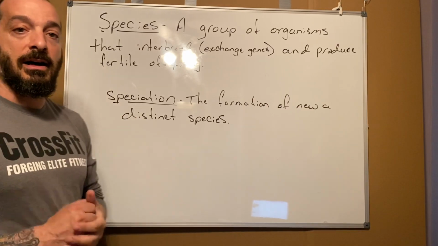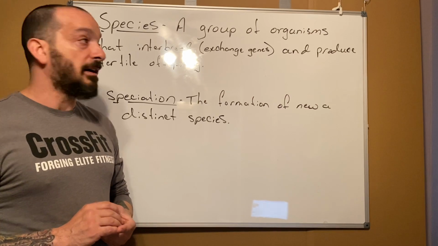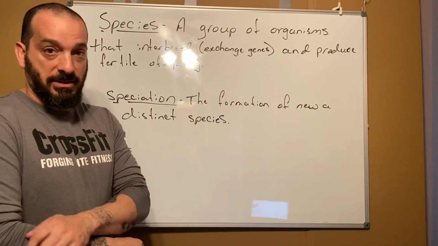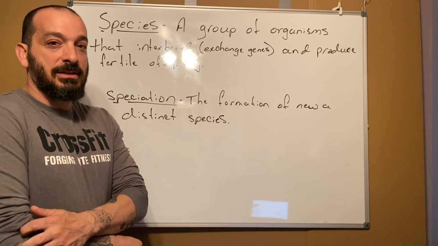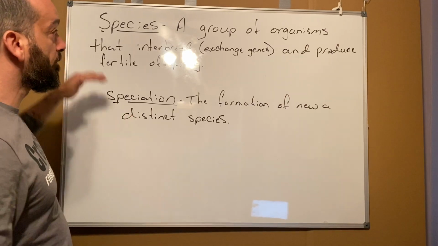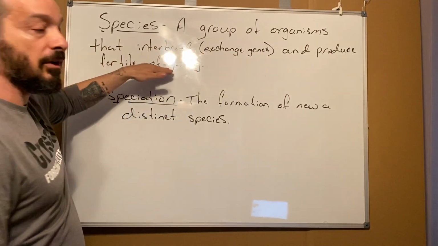Mules cannot produce their own young, right? So mules are just this interbreeding of two animals that are not the same species. There are a few examples where that can happen. So to be the same species, you have to be a group of organisms that interbreed, exchange genes, and produce fertile offspring.